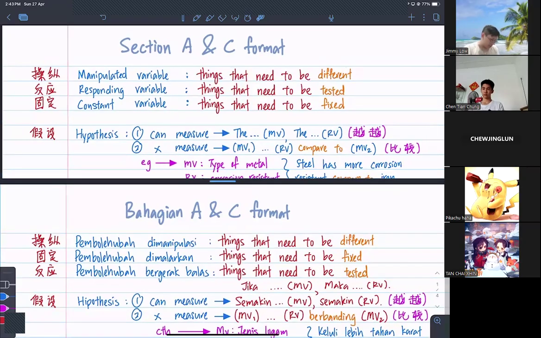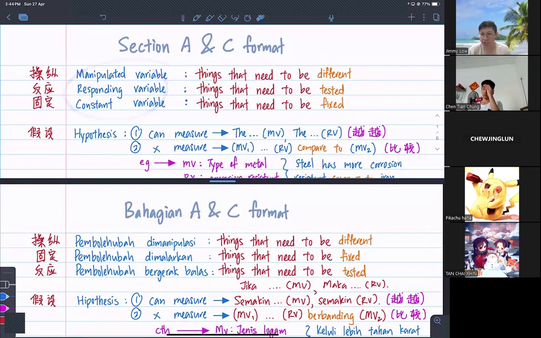When the question says, what is the factor that needs to be tested? What is the factor that needs to be observed? Then it comes to your responding variable. When the question says, what is the factor that needs to be constant? Apakah faktor yang perlu ditetapkan, dikekal? Then it means your constant variable lah. So the question may be written in different ways, but the expression is actually the same as these words. You just write the answer inside lah, because all the answers here can basically be copied and pasted from the questions.